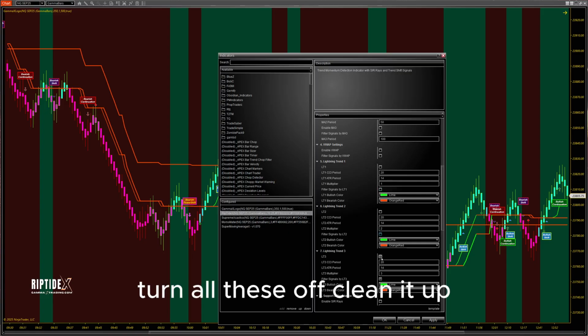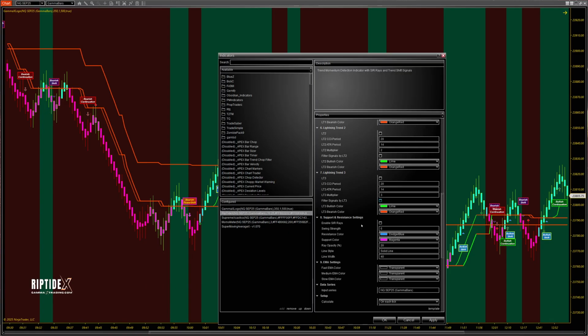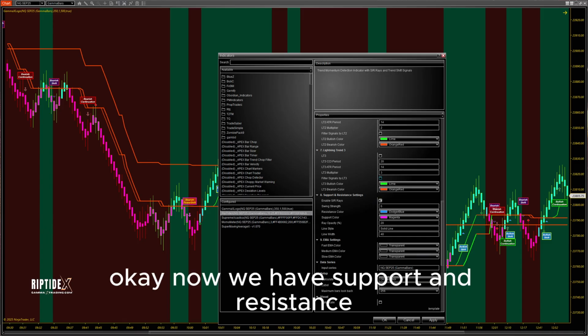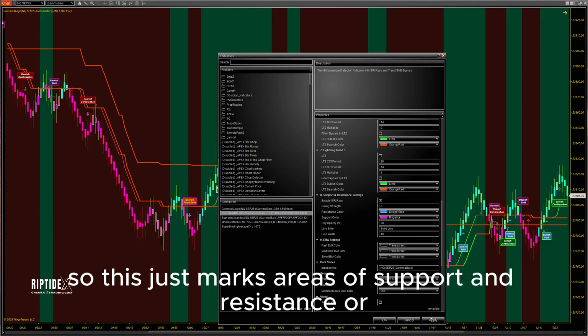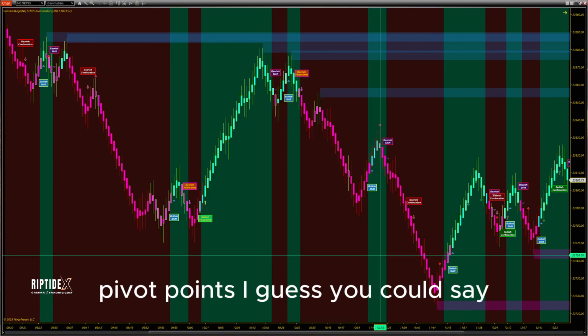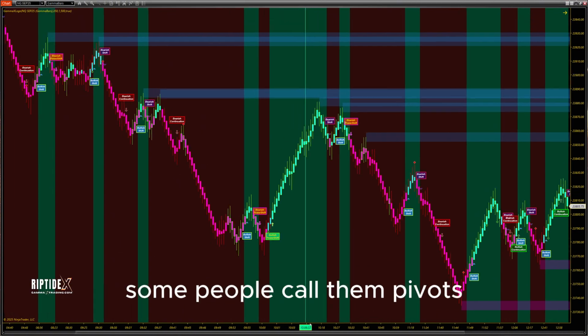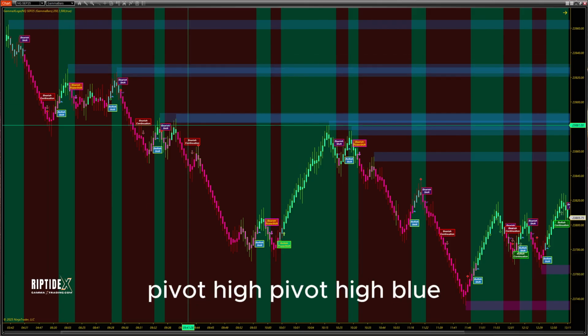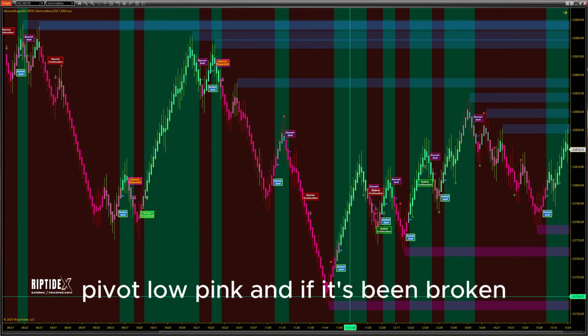Let's turn all these off, clean it up. Okay, now we have support and resistance. This just marks areas of support and resistance, or pivot points, I guess you could say. Some people call them pivots. So here's a pivot high, pivot high, pivot high. Blue, pivot low, pink. And if it's been broken, it goes away.